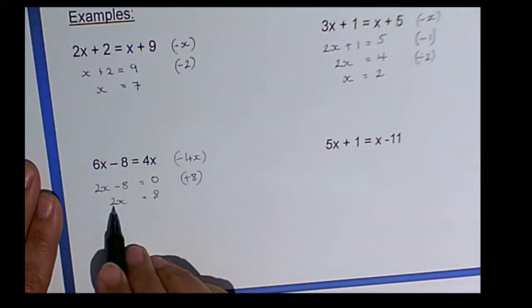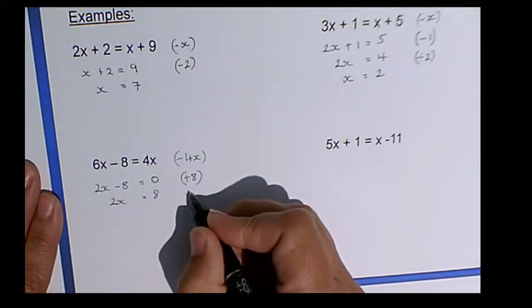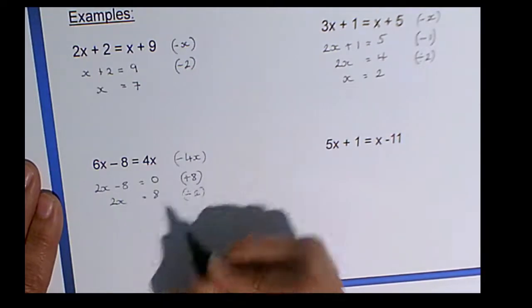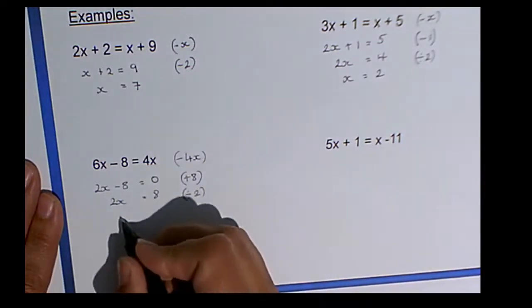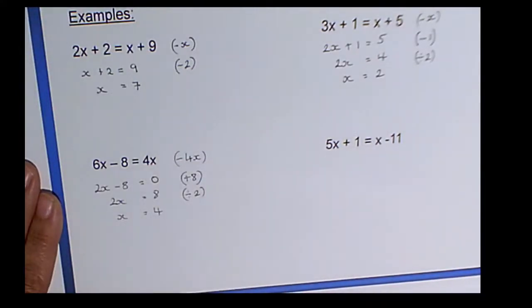Again, we need to get rid of the number here. 2x means 2 times x, so we need to do the opposite. So we're going to divide by 2, that's our inverse. Dividing by 2 gives us x equals 4.